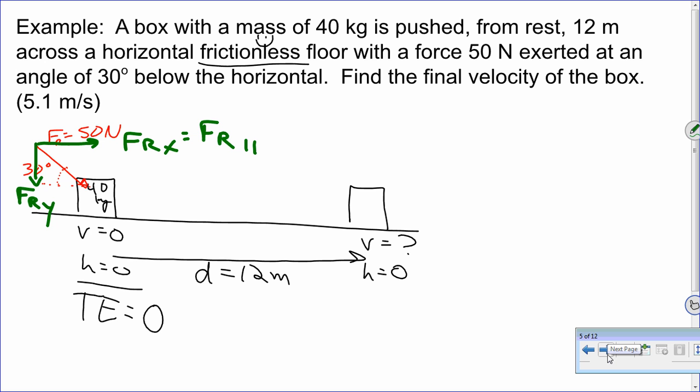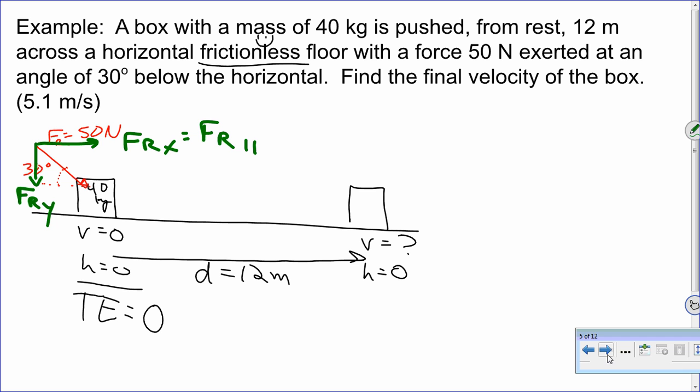Okay. So we can certainly find that, and to do that, it would just be 50 times the cosine of 30, right? Make sense? So that's where the cosine 30 comes from. It's finding the component of the force that's parallel to the motion. Cool? It's always going to be that for every problem.